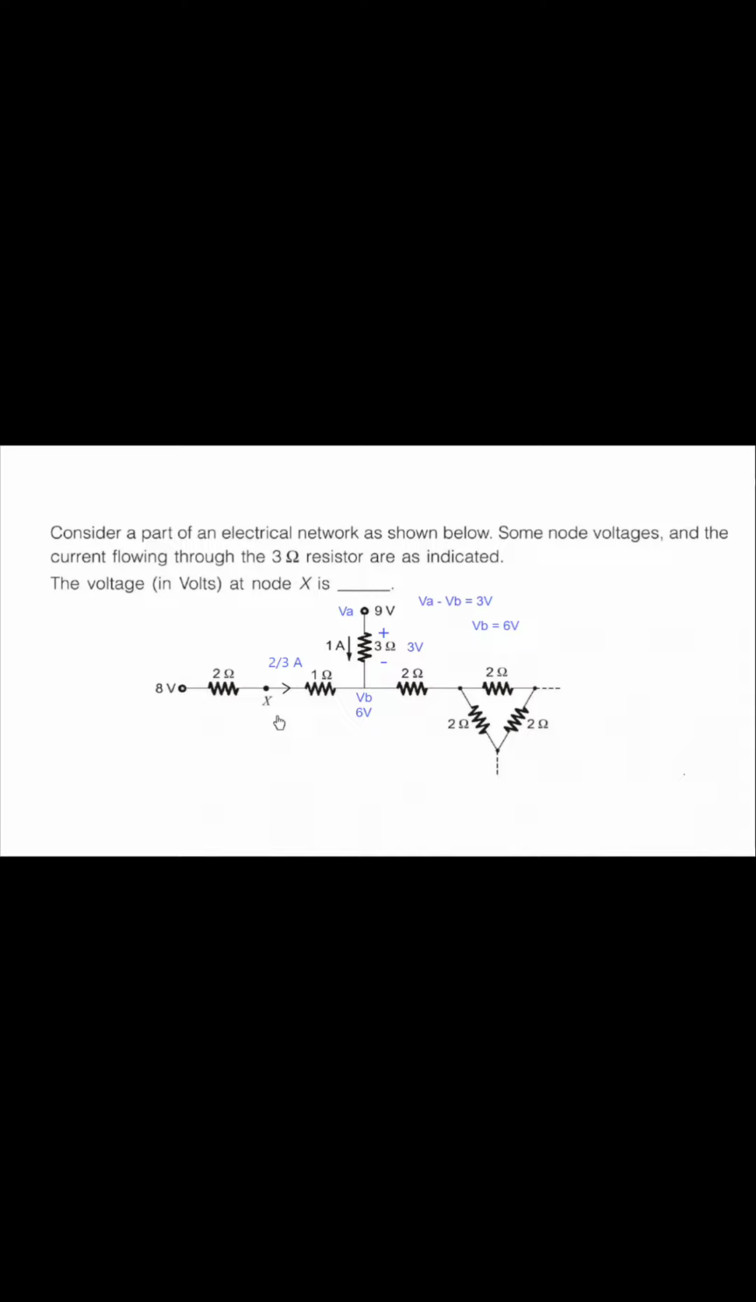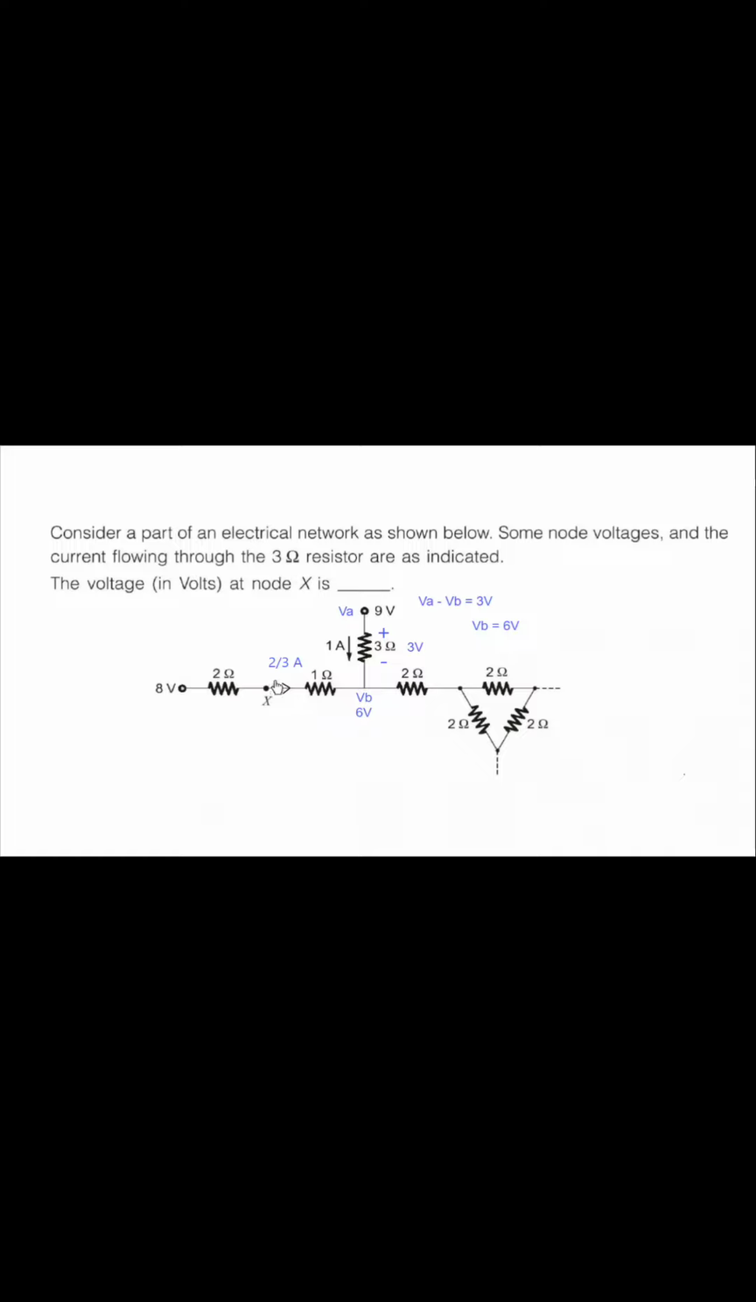Now there are two methods in which we can obtain the value of voltage at X. One would be that if I take this 2 by 3 ampere and multiply with this resistor and obtain the voltage drop across this resistor and add that value to this 6 volt, I can obtain X. In the same algebra, we take Vx and we take Vb. We don't know Vx, so we add the drop to the Vb and we get Vx.